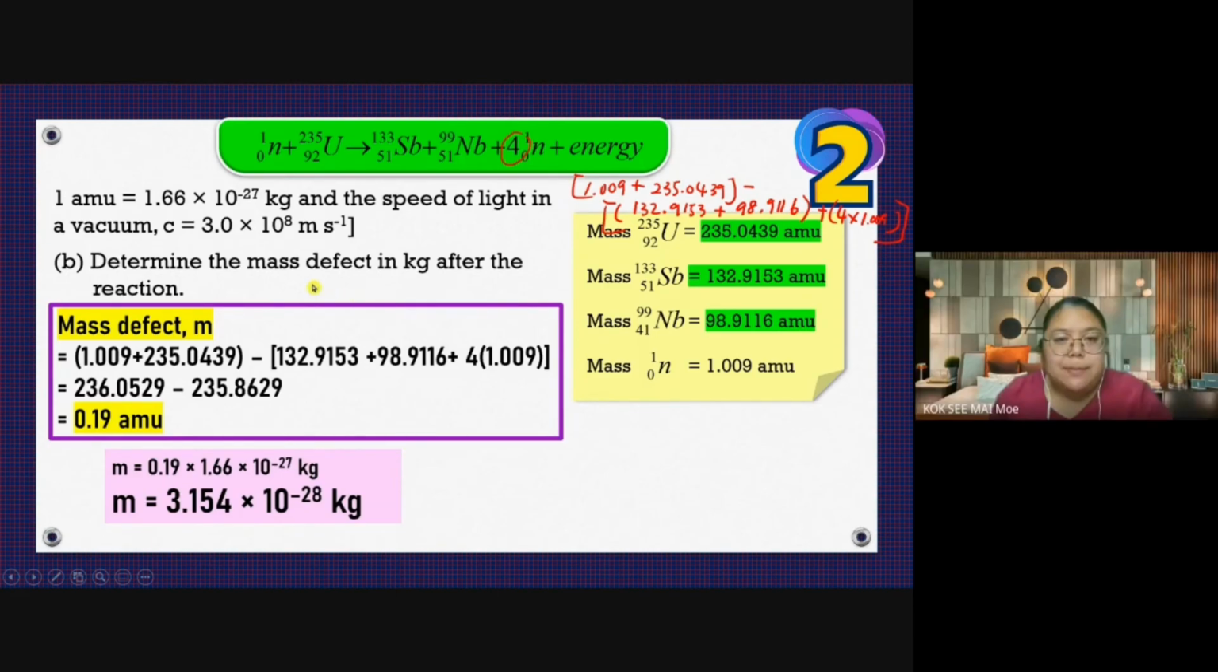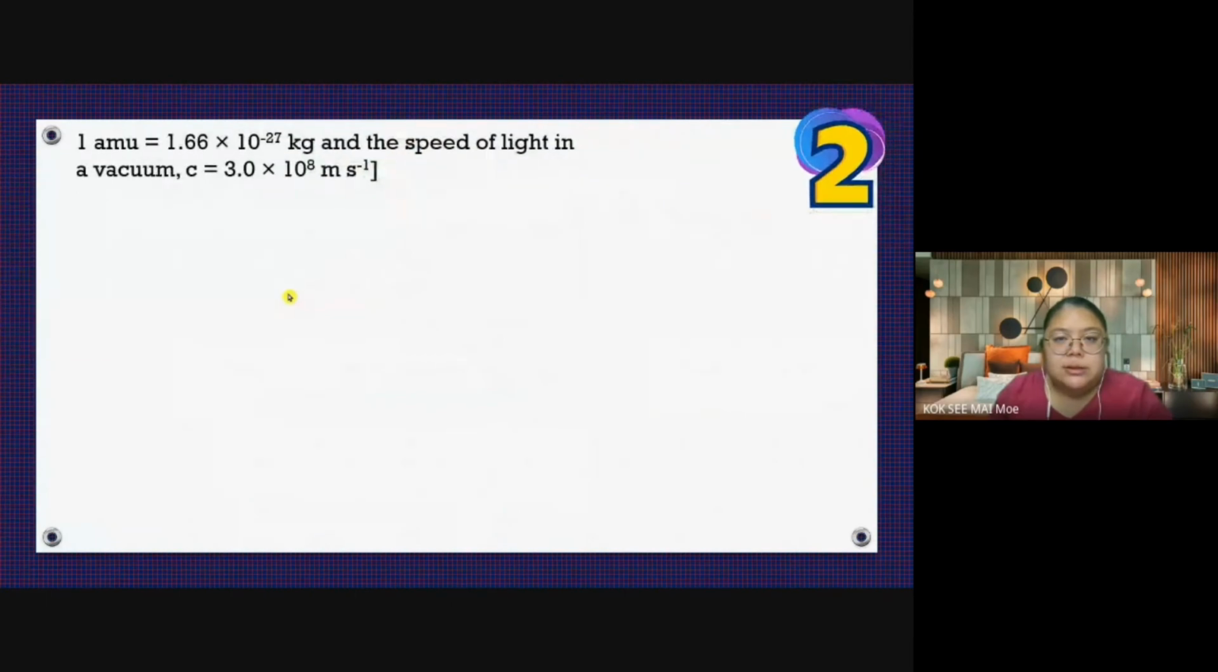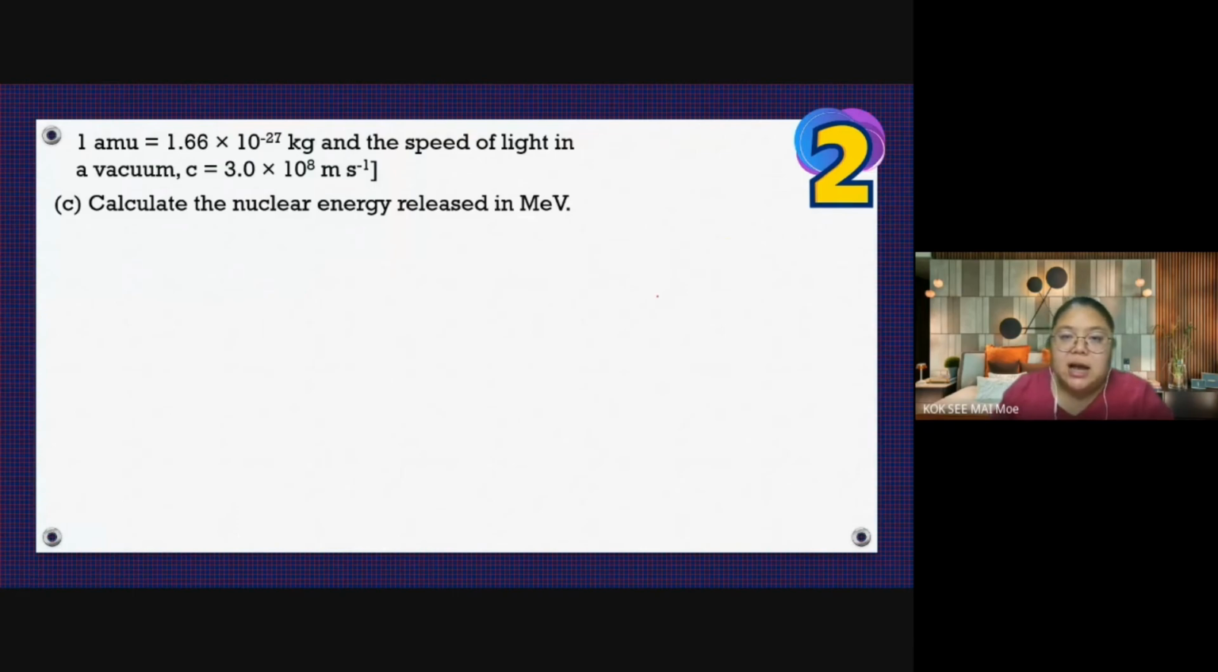Okay, so that becomes the mass defect. The next one is energy, so we go to check for the energy. The question gives you the speed of light and all the things. So calculate the nuclear energy. You can see the special one, mega electron volt. So from here, we're going to see how to change.